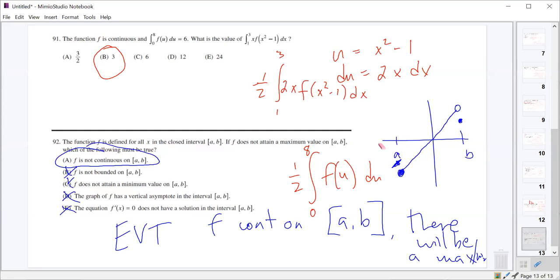Oh, that was not what I meant to do. Right now, this is one that does contain a minimum, right? Not one with a minimum, but it still doesn't contain a maximum. Does that make sense to everybody?